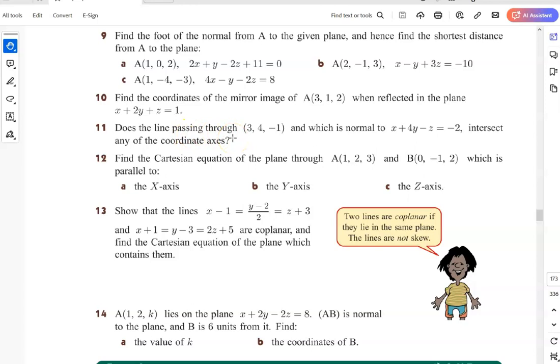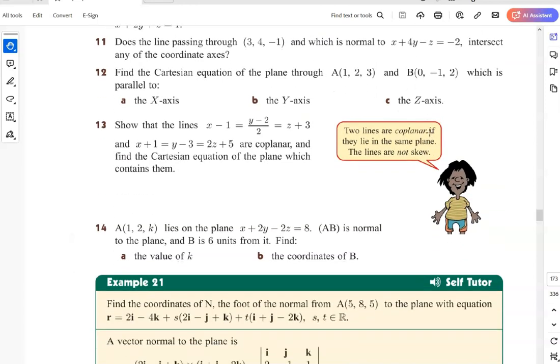So we've got a point. It is normal to this. So in other words, we're saying that the normal of this is the direction vector for our line. Does that make sense? So we can at least find the equation of the line, think about what goes on next. 11, does the line passing through and is normal to, oh, that's what we just did.